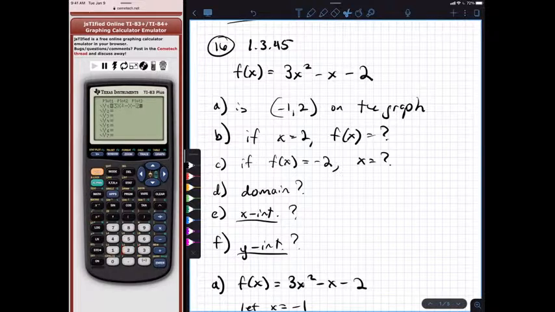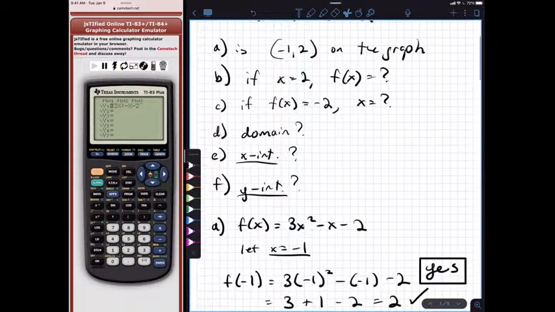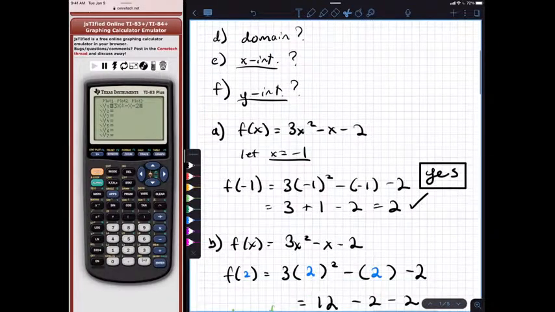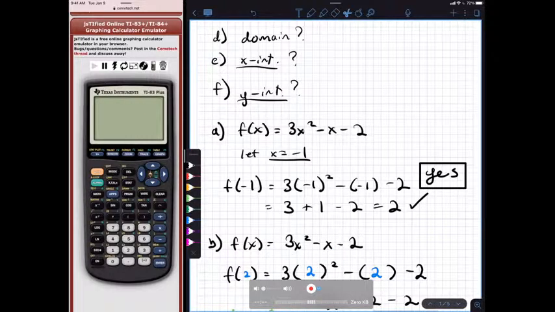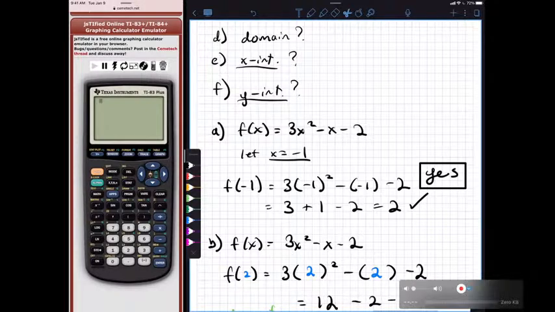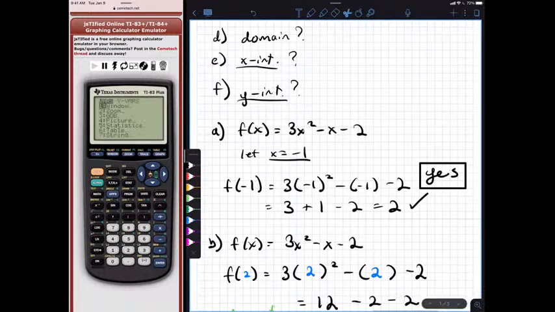Oh, it's doing that thing. It's so irritating. Okay, so I'm going to quit. To the left of the clear button is this button that says variables, VARS. I'm going to click there. Let's move this a little bit out of the way. Variables, I'm going to go to the right to Y variables, click on number 1 function and number 1 Y1. So then for A, it says let X be -1. So when X is -1, we got a result of 2 and we confirmed it, right?